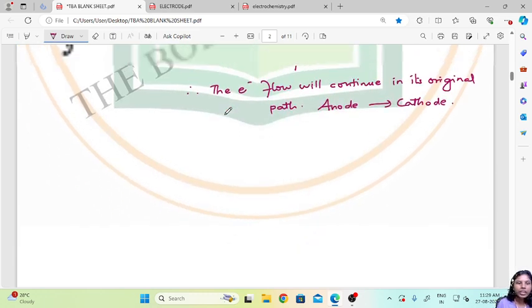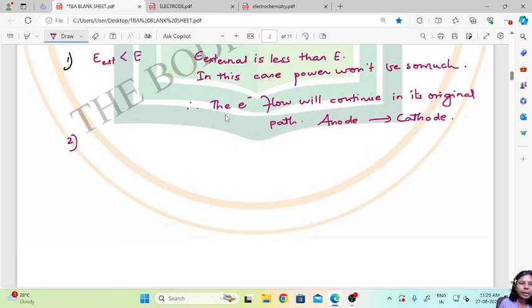Next, say I am applying my E external equal to E, which is already present. In this case they will have the same amount of potential. If I am applying my potential from this side and the already existing potential is coming from this side, their power is so equal that none of them will let the electrons move towards the other side, correct? So in this case there will be no flow of electrons at all, and therefore no reaction will occur.